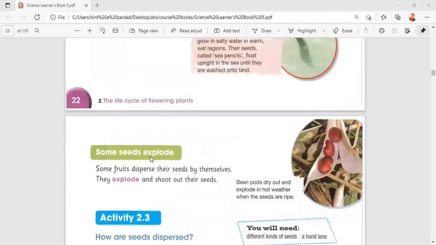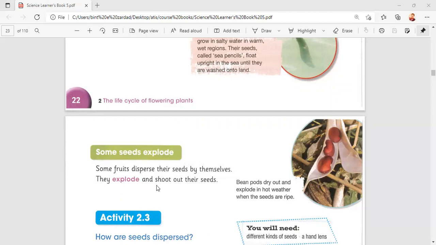Some seeds explode. Yes, seeds can be dispersed by the explosion method. Some fruits disperse their seeds by themselves, with no need for any other agent. Like this one, the bean pod. The bean pod dries out and explodes in hot weather when the seeds are ripe. So this is the explosion method.